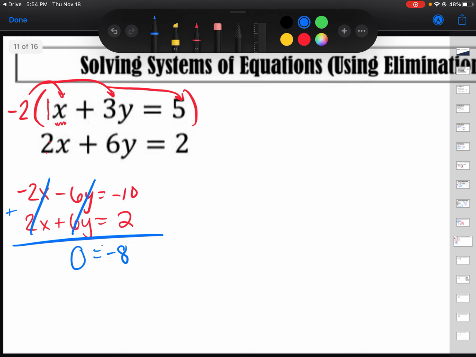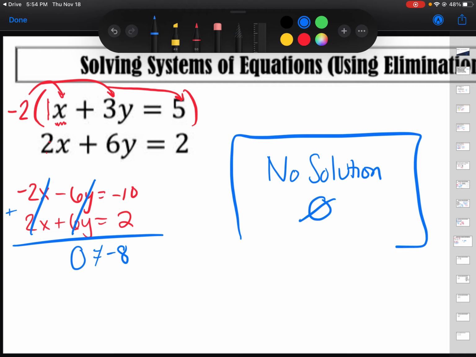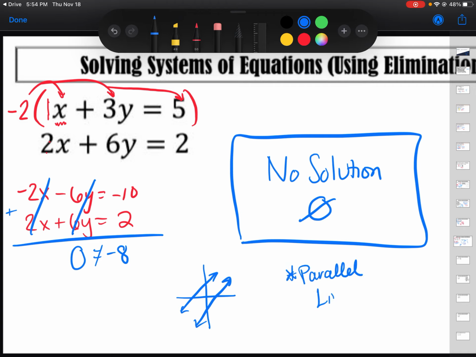Well, that's not a true statement. 0 does not equal negative 8. So what's our answer? No solution. Or 0 with a line through it. Why is it no solution? Think about what it looks like on a graph. These lines are parallel on the graph, and they would not cross each other.